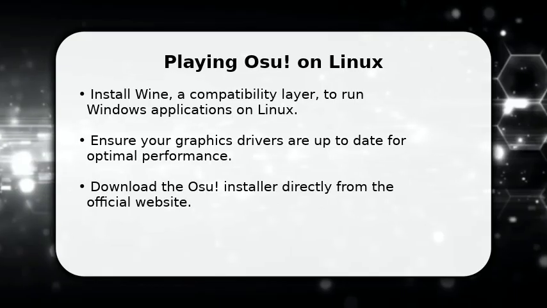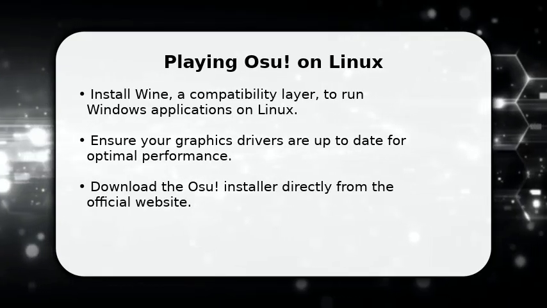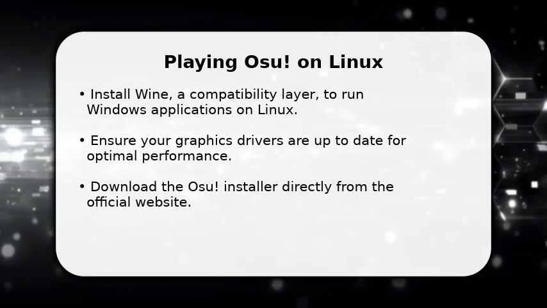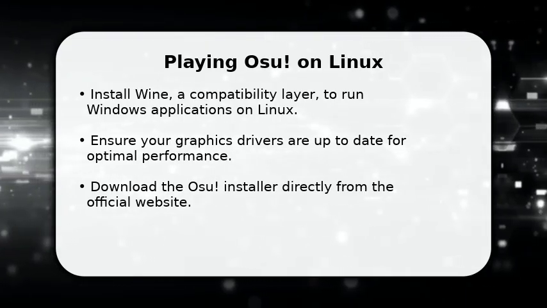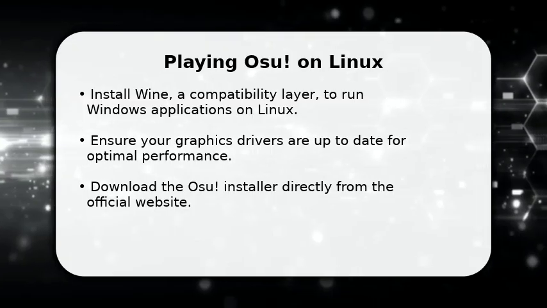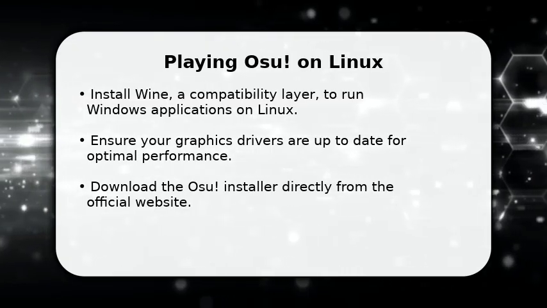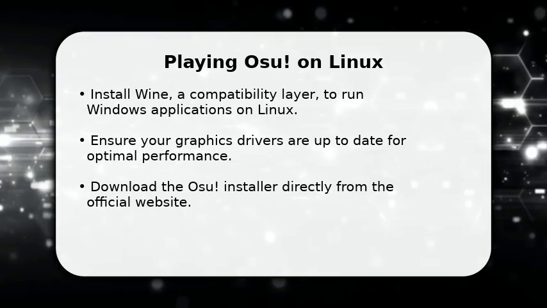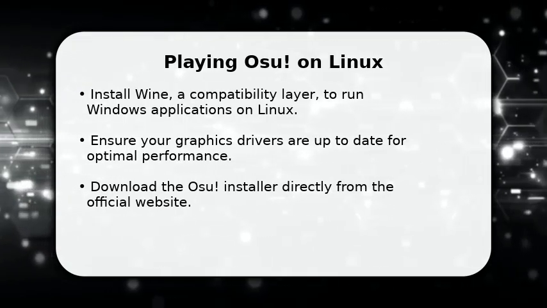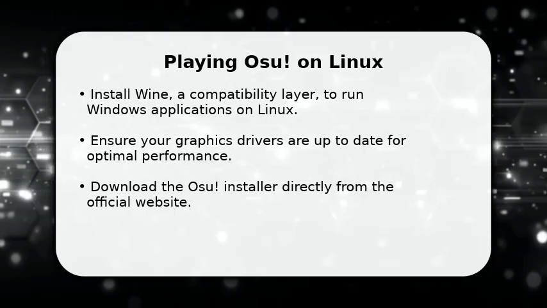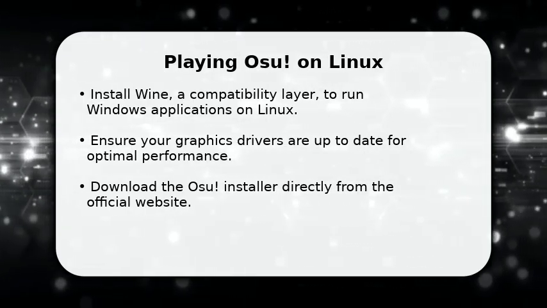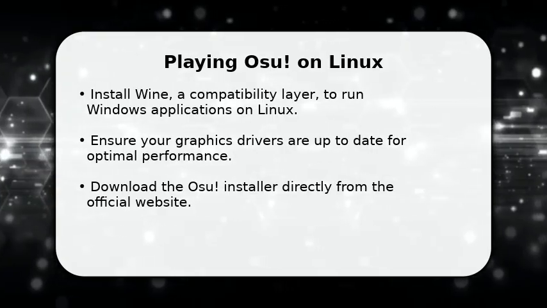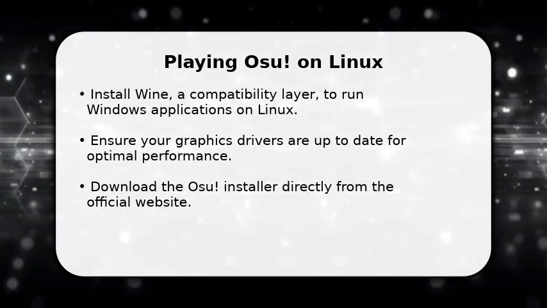In this video, I will explain how to play OSU on Linux. First, you will need to install Wine, which is a compatibility layer allowing Windows applications to run on your Linux system. It is crucial to ensure your graphics drivers are fully updated for the best possible performance. After that, simply download the OSU installer directly from the official OSU website. This initial setup is straightforward and sets the foundation for a smooth gaming experience.